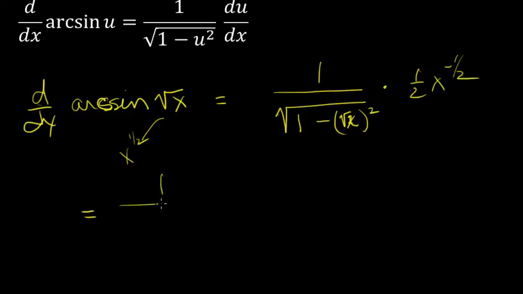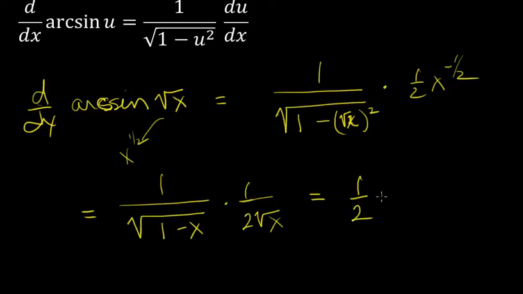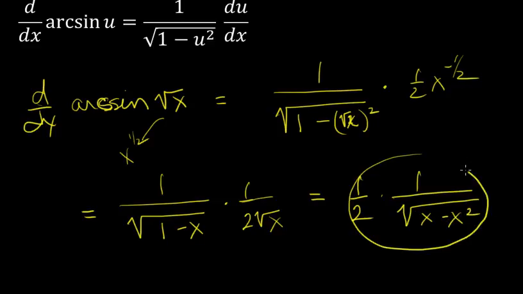Well, let's simplify that. That's 1 over the square root of 1 minus x times 1 over 2 times the square root of x. You could put those two square roots together. The square root of a times the square root of b is the square root of ab. So we could write this as 1/2 times 1 over the square root of x minus x squared. And I guess that would be the most simplified way to write the derivative.